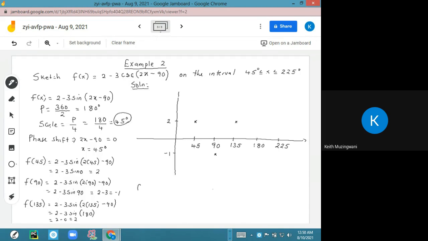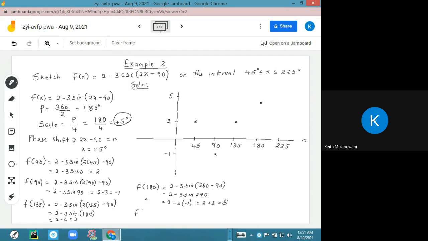And then we find f of 180. This is 2 minus 3 sine 180 by 2. That's 360 minus 90. This is 2 minus 3 sine 270, and sine 270 is -1. So we get 2 plus 3, which is equal to 5. So we have 5 against 180.